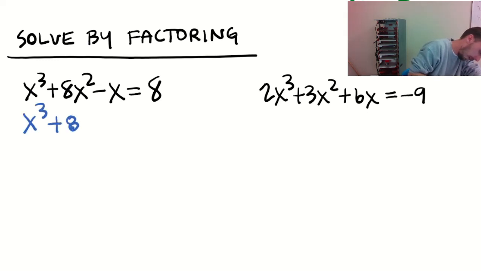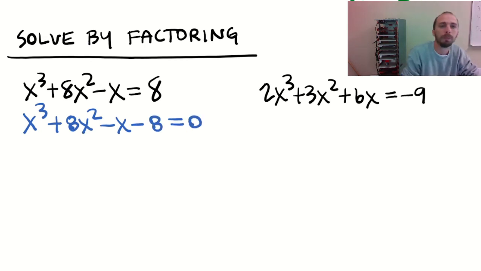So x cubed plus 8x squared minus x minus 8 equals 0. Okay, if you're working on my notes book, there is a typo on this one. It said 80 instead of 8, but you want to scratch that out and make 8. Otherwise, it's not going to be factorable, and you're not going to be able to solve it by factoring.